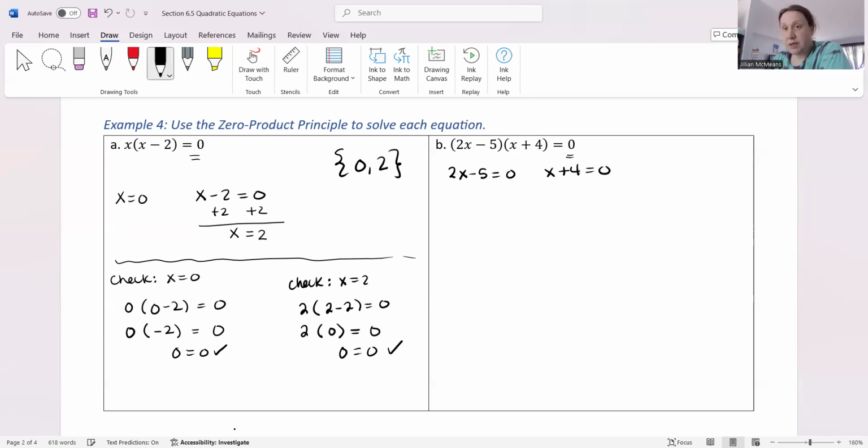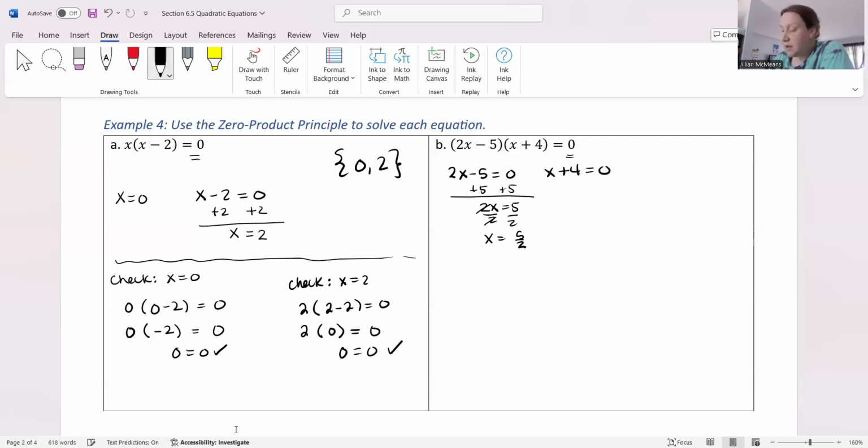And if I have 2x minus 5 equals 0, I would need to solve for x. So I could add 5 to both sides. That gives me 2x equals 5. And then I could divide both sides by 2. And 2 divided by 2 is just x because 2 divided by 2 is 1. And then 5 divided by 2, we're just going to leave it 5 halves.